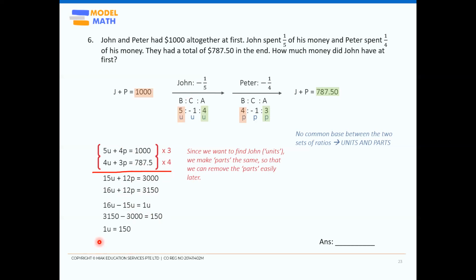Just nice. Once you have that, read back the final question. They ask you, how much did John have at first? So looking at John at first means John's before, which is this 5 units here. So I need to find the value of 5 units, and that will be the answer.